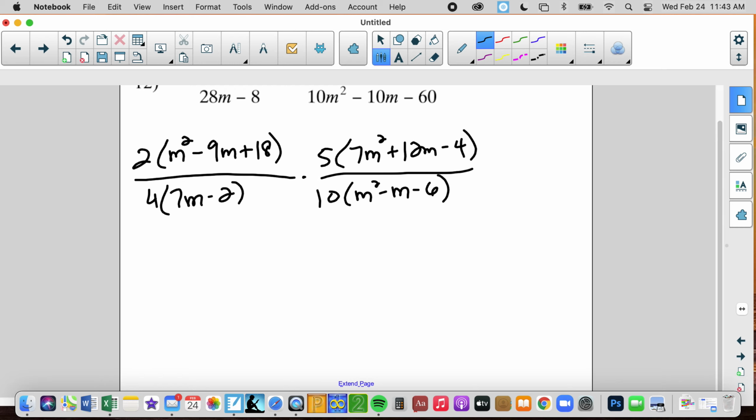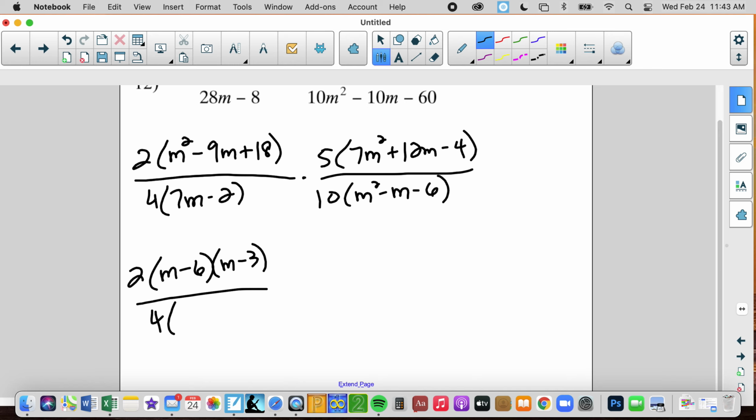Whoa, we got lots of factoring still to do. All right, I'm back up to the top left. We're going to do a times c here, and you have m factors of 18 when added equal 9. 6 and 3. Minus 6 minus 3. Bottom left can't be factored anymore. All right, top right. So notice a is 7.